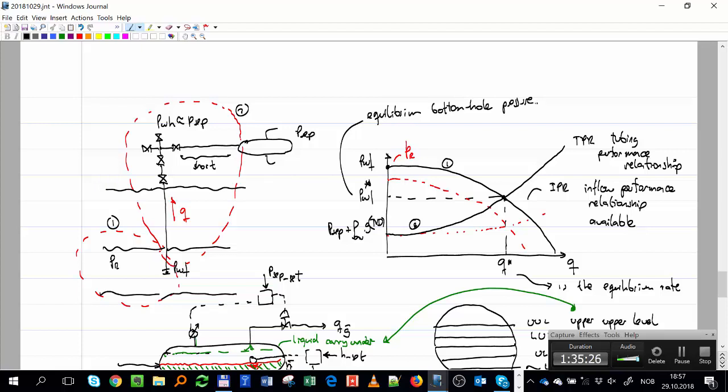Now, I don't want to confuse you, but if that's clear, I'm just telling you, it really doesn't matter where I put my equilibrium point, what pressure I'm trying to plot. If I try to plot P at the middle of the tubing, P at the wellhead, P at any place in my system, I should get a similar plot.